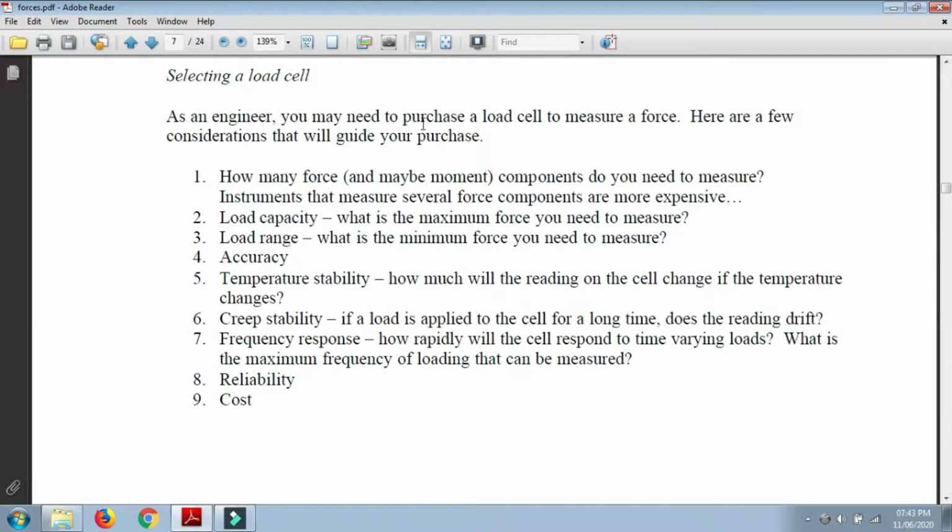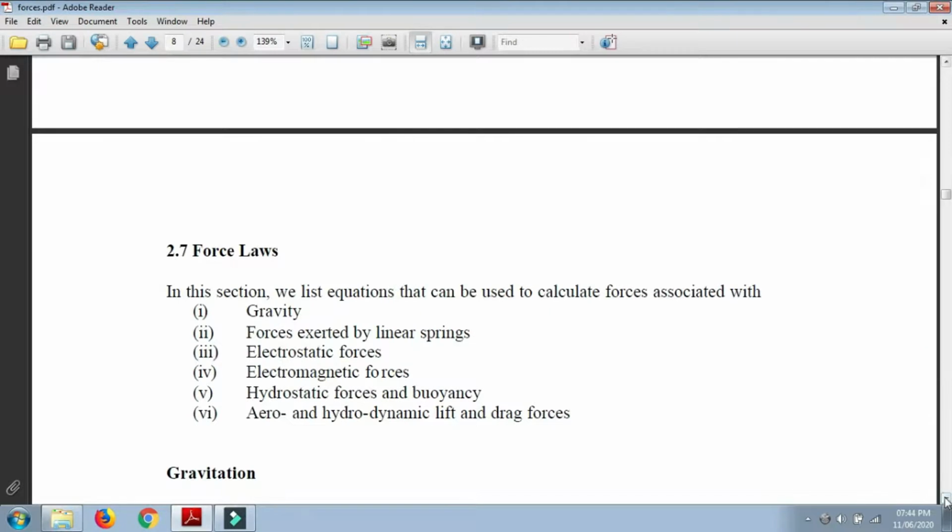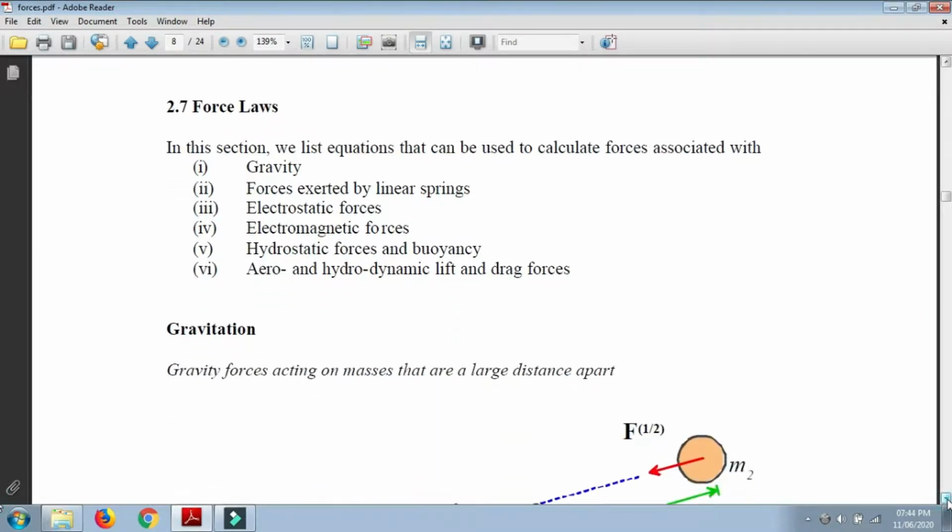So as an engineer, you may need to purchase load cells to measure force. If you are working in a lab as an engineer, or doing some sort of research, and you need to measure force, you need to buy this device, which is called a load cell, or sometimes a force transducer. It works on this principle. You can read it, but it's not that important for you. What is important is how you name the devices used to measure force. The crude device, not accurate, is the spring balance, and the most precise ones are the force transducers or load cells. Then you go to another topic, which is called the force laws.